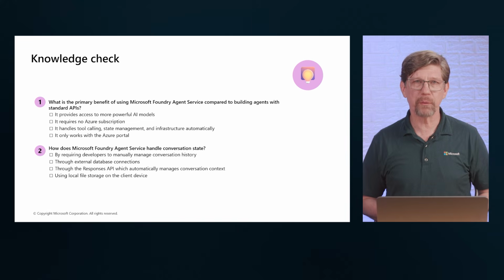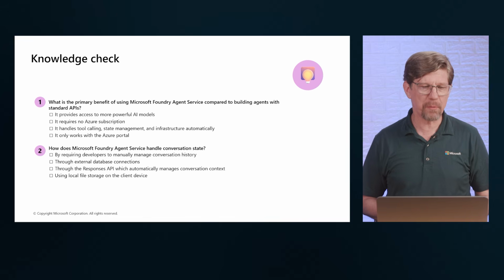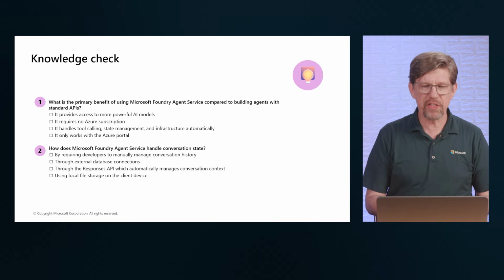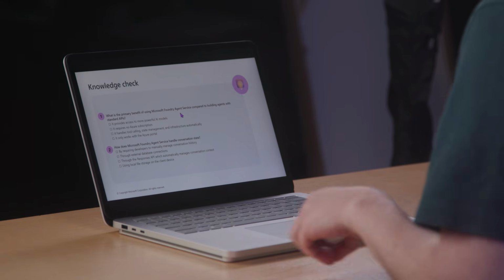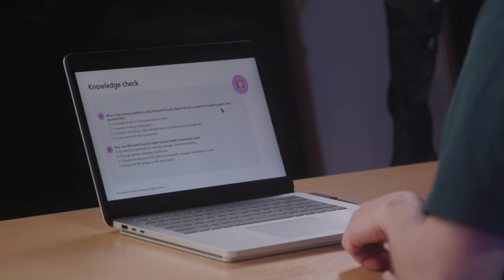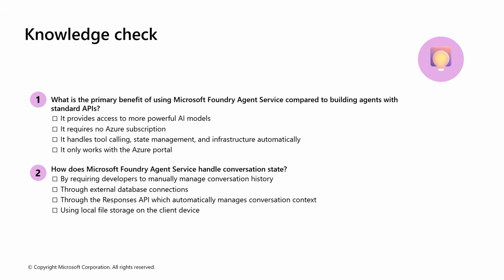All right, so how did you all do? Let's do a knowledge check. Okay, number one, what's the primary benefit of using Microsoft Foundry agent service compared to building agents with standard APIs? And what we see is that it handles things like tool calling and state management, some of that infrastructure, automatically.